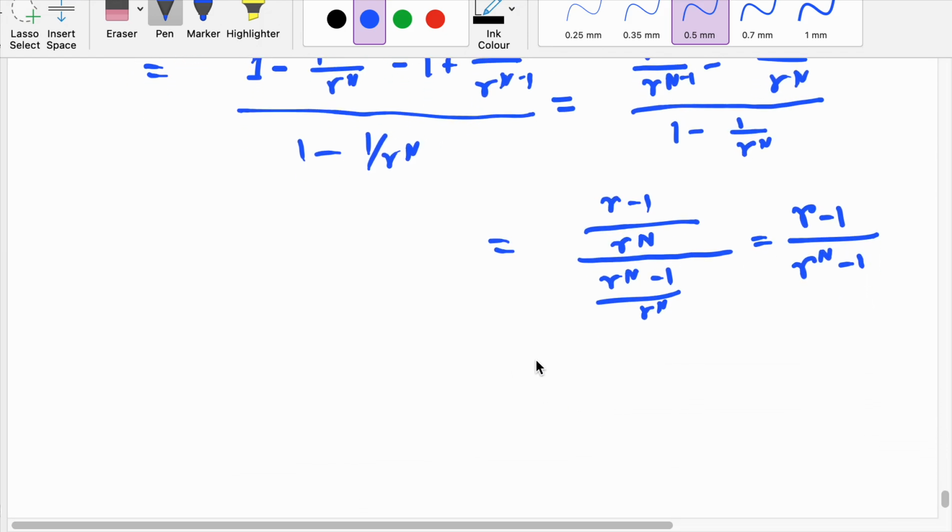So this is the result. So this will be (r minus 1) by (r to the power n minus 1). This is the fixation probability of b type. Now let us calculate one important result.